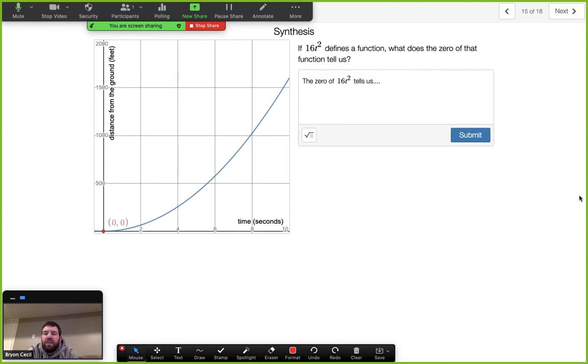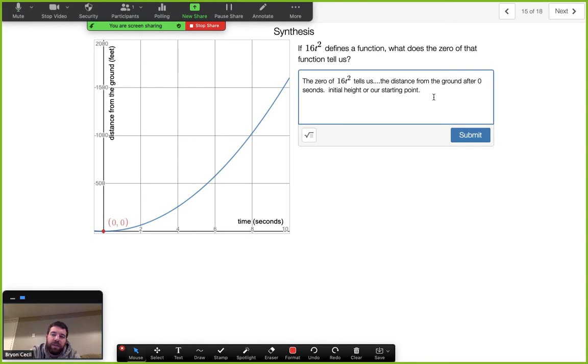If 16t squared defines a function, what does the 0 of that function tell us? It tells us the distance from the ground after 0 seconds, and it is our initial height, or what you guys remember I always say, the starting point.